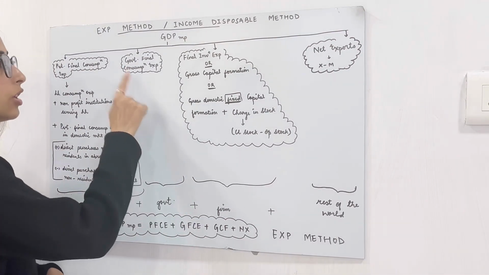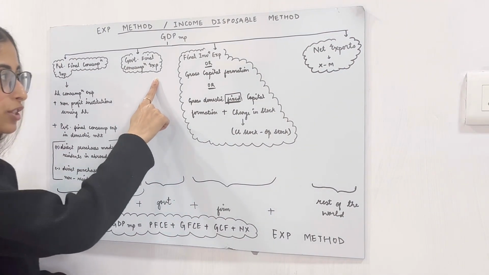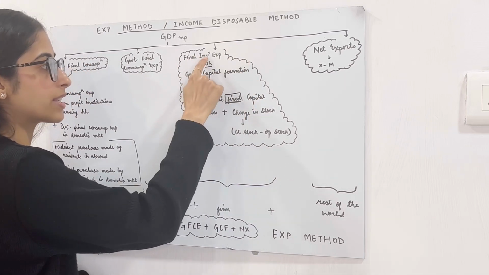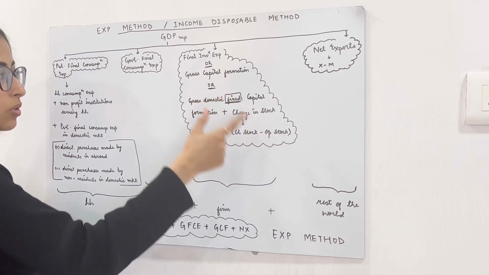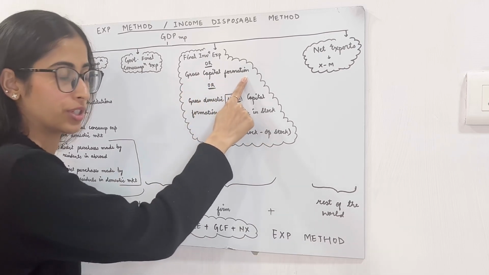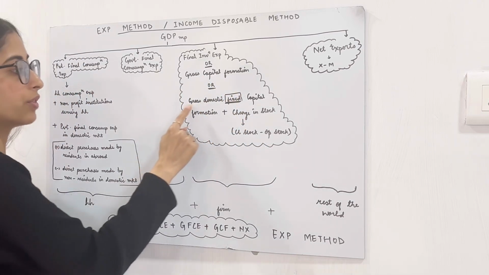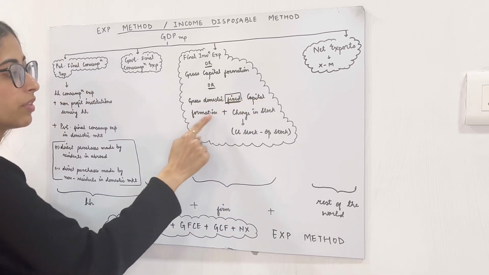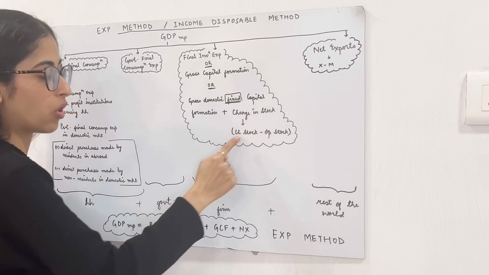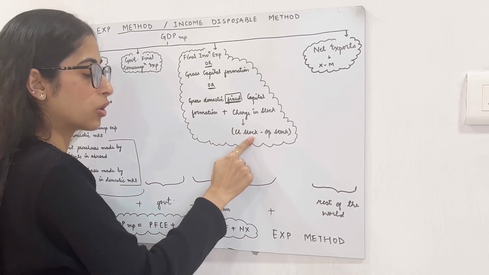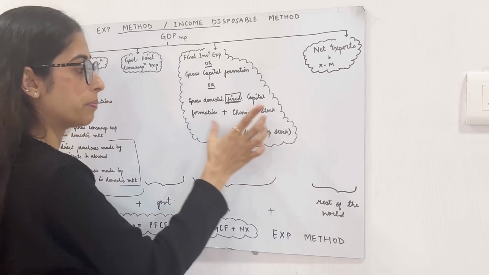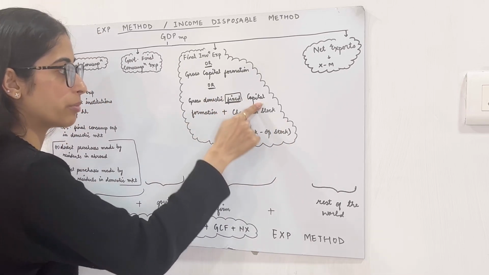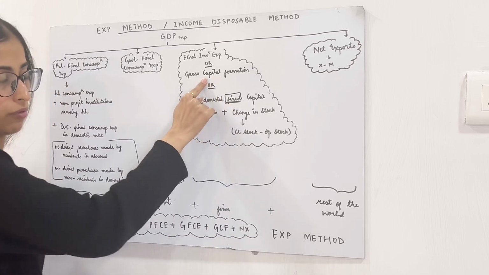The second component is the government final consumption expenditure. The third component is final investment expenditure, which is also called gross capital formation. In case we are given gross domestic fixed capital formation, then we'll have to add change in stock, that is given by closing stock minus opening stock. If we add change in stock to domestic fixed capital formation, we'll get gross capital formation.